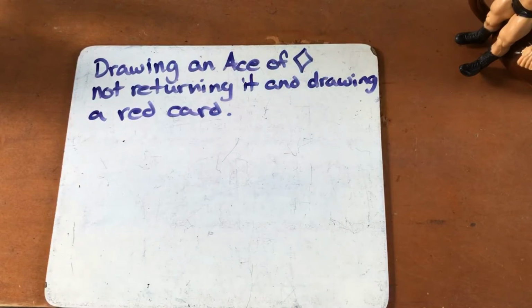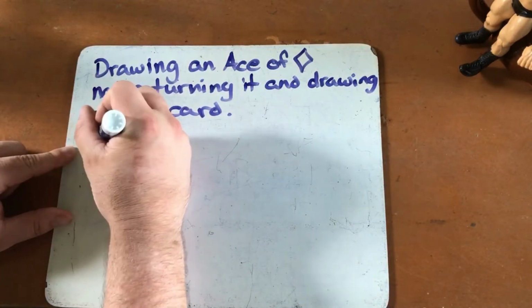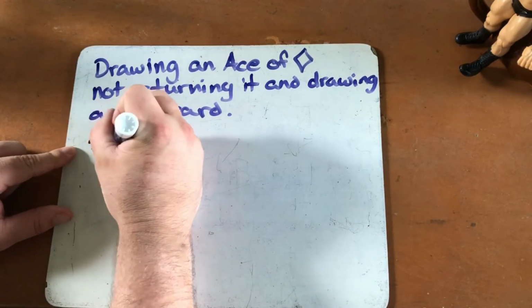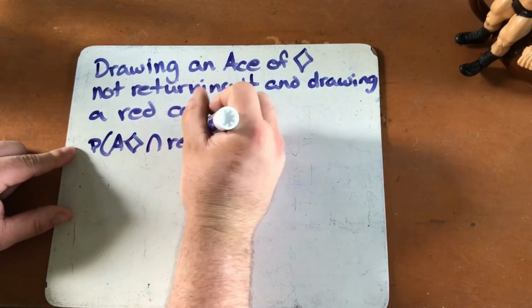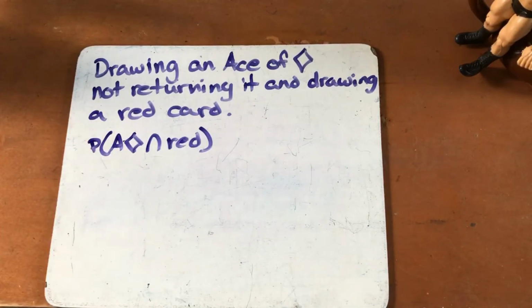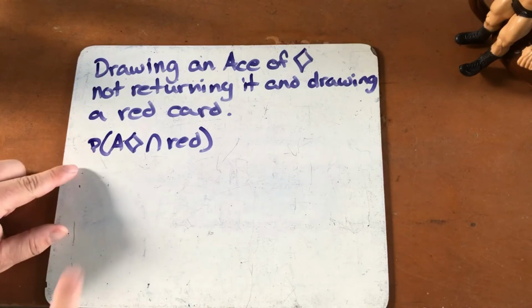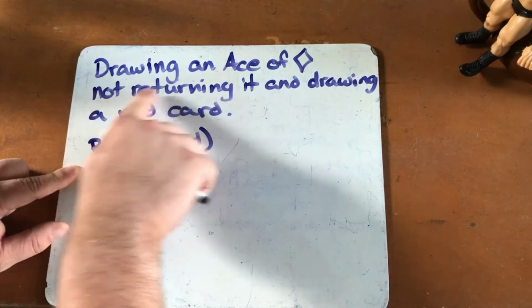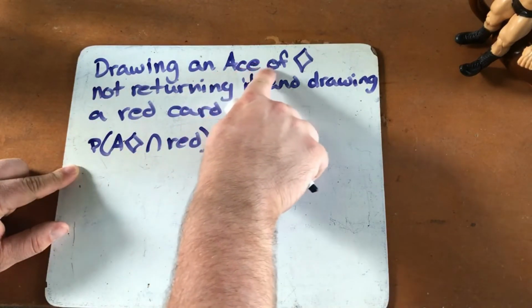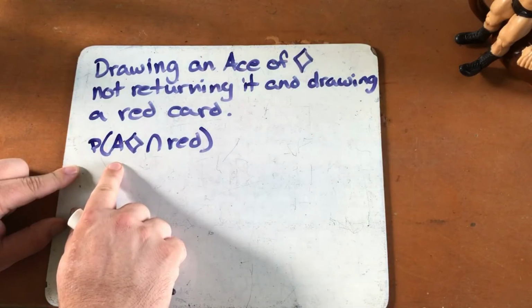So I want to know this probability. I want to know the probability of drawing an ace of diamonds and a red card. Now, when I look at this, it's important to realize that my ace of diamonds is itself a red card. So it's going to affect the number of red cards left in the deck as well as the number of total cards left in the deck. So when I start doing this, we're told it is not returned. So the probability of drawing an ace of diamonds is my probability of A.